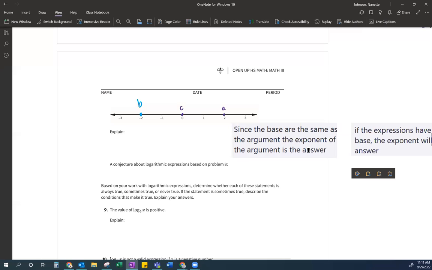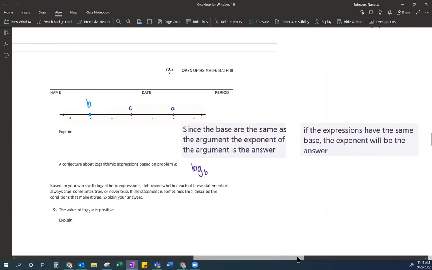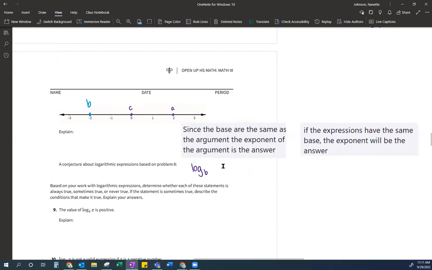So these are saying very similar things. So how would you write this one? Let me start you off. Log base b. Now this person said something about the bases being the same. So log base b, right? This person said, if the expressions have the same base. Oh, so I need a base right here, right? Then the exponent, wait, I don't have an exponent yet. Oh, then the exponent will be the answer.